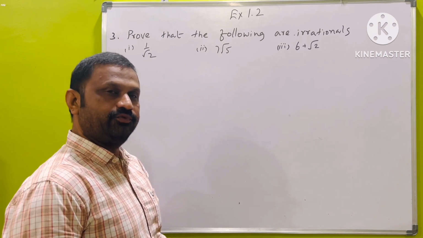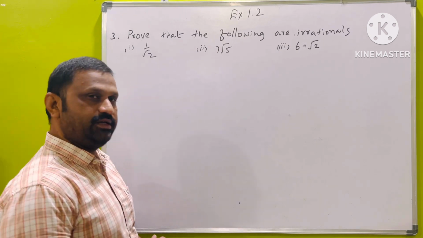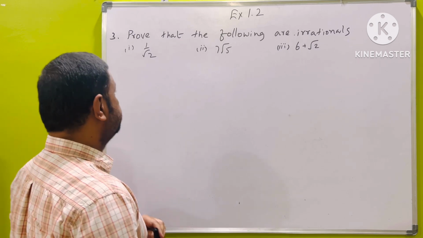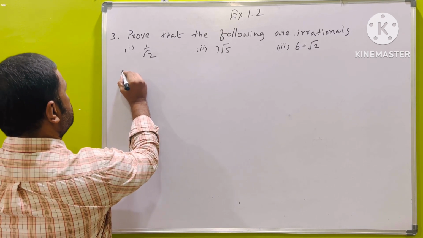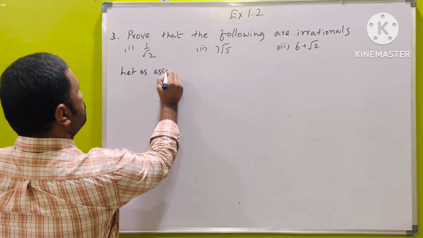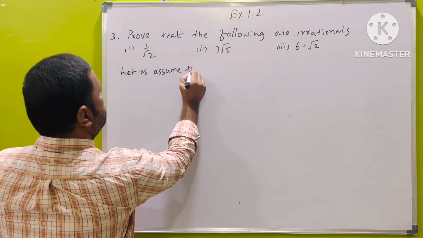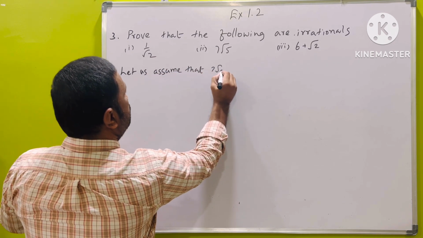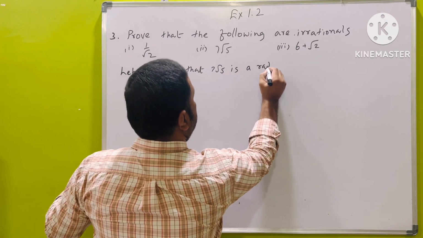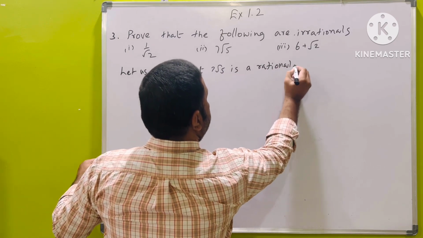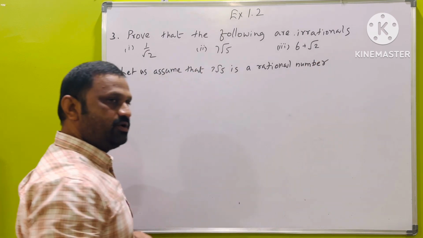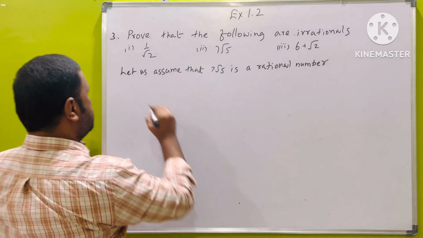We have to prove that 7 root 5 is an irrational number. We will use the contradiction method. Let us assume that 7 root 5 is a rational number. Then we can write 7 root 5 is equal to p by q.